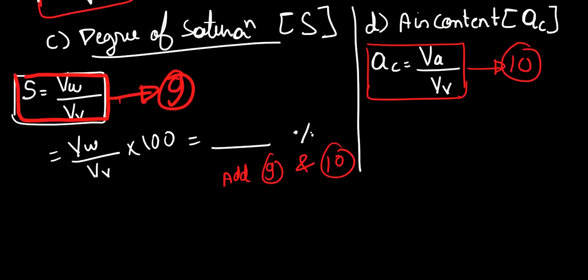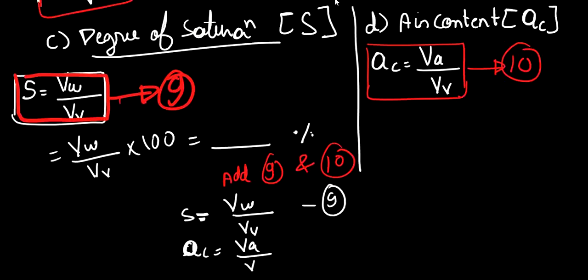So let's try to add these. S is equal to VW upon VV. This one is the 9th equation. And AC is equal to VA upon VV. This is the 10th equation.